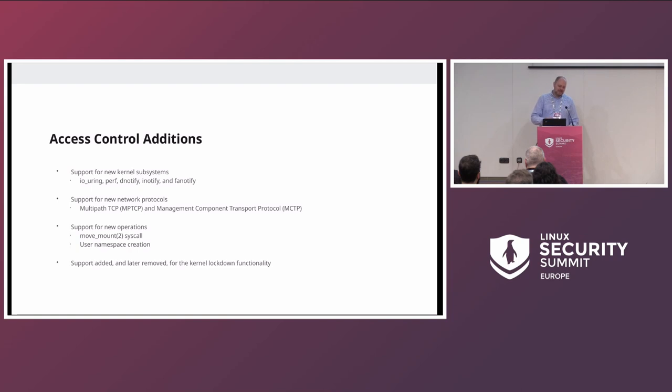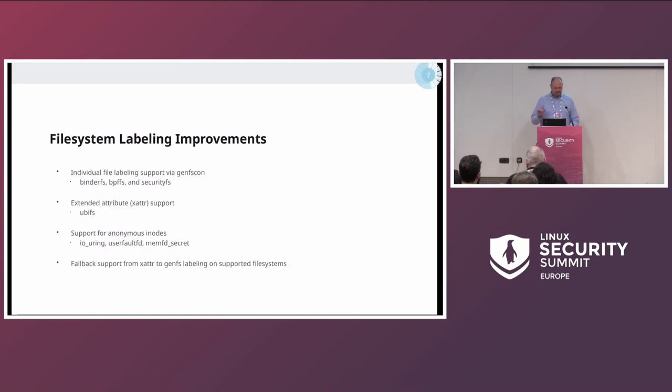I almost left this off the slide, but it was kind of an interesting little thing if you followed it upstream. During the four years, we added support for the kernel lockdown functionality, and then we removed support for the kernel lockdown functionality. If you're ever interested, there are some fun stories there I'm more than happy to tell you about later. But kernel lockdown functionality still exists as a standalone LSM. We just don't provide support for it in SELinux.